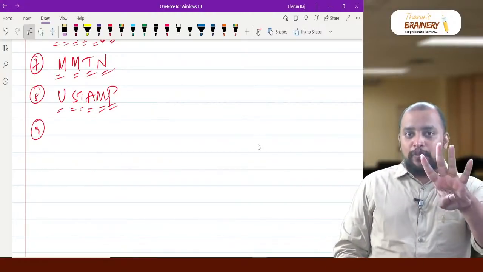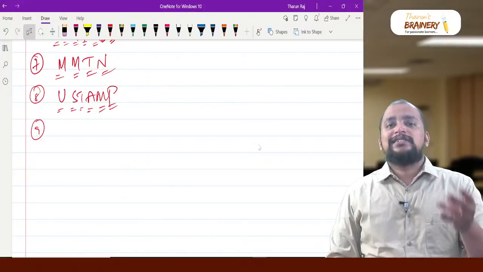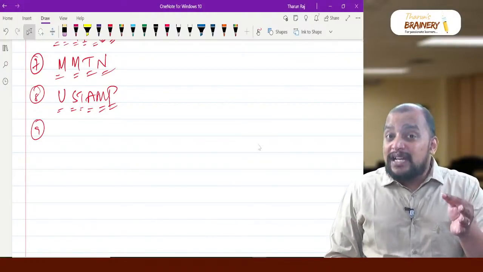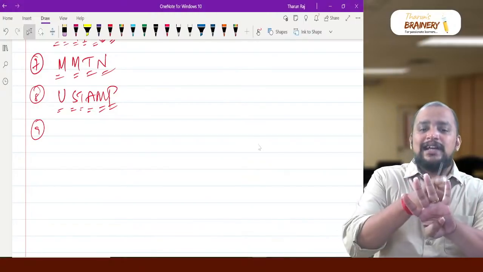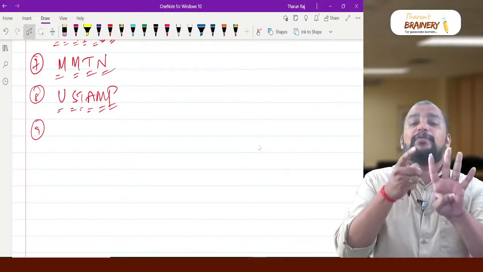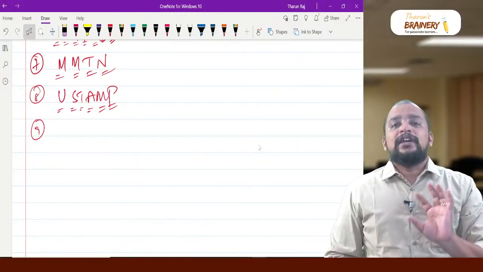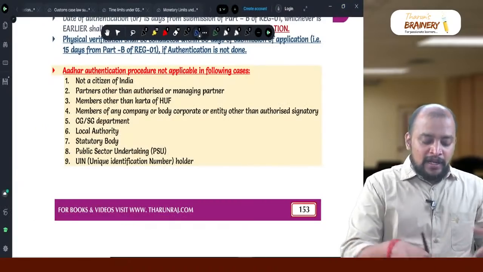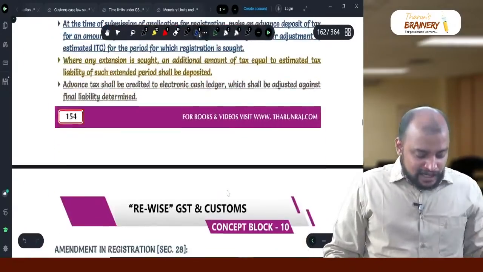And 4 points for the family of government. Government family means central government, state government, local authority, public sector undertaking, and statutory body. Okay, central government, state government, local authority, statutory body, public sector undertaking: government family. So first 4 points, next 4 points, then UIN holder. For these 9 people, Aadhaar authentication is not applicable. So this can be asked as a theory question.